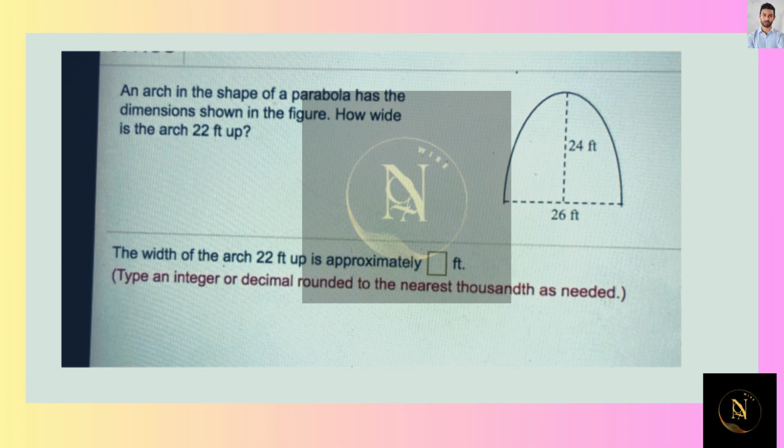An arch in the shape of a parabola has the dimensions shown. How wide is the arch 22 feet up? So we need to find, if that's 22, what it would be.